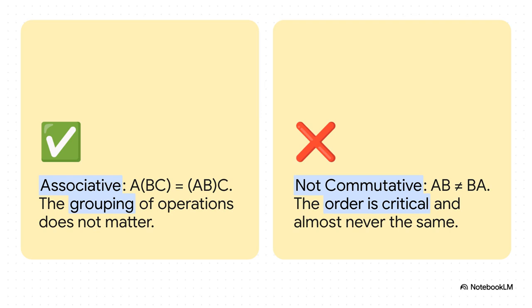Now, this slide is super important because it shows the rules of the road. Matrix multiplication is associative, which just means if you're multiplying A, B, and C, it doesn't matter how you group them. But, and if you remember one thing, let it be this, because this trips everyone up. It is not commutative. A times B is almost never the same as B times A. The order you multiply in is absolutely critical.